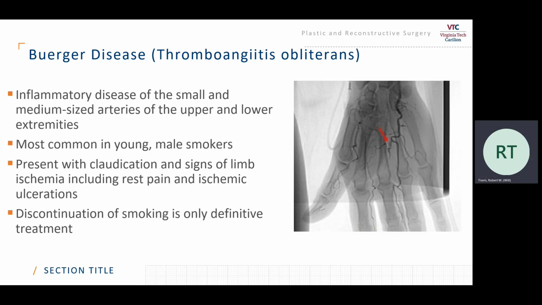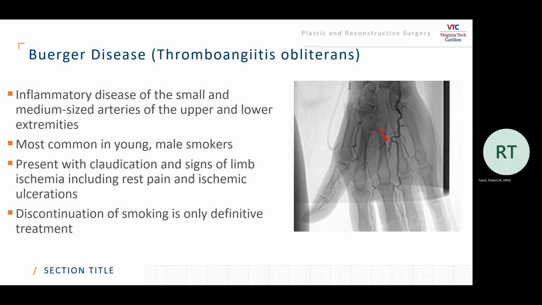So Buerger disease, or thromboangiitis obliterans, is an inflammatory disease of the small and medium-sized arteries of the upper and lower extremities. It's most common in young male smokers. These patients will present with claudication and signs of limb ischemia, including rest pain and ischemic ulcerations. It's usually not seen in the upper extremities. Patients will have the characteristic corkscrew vessels on arteriogram.